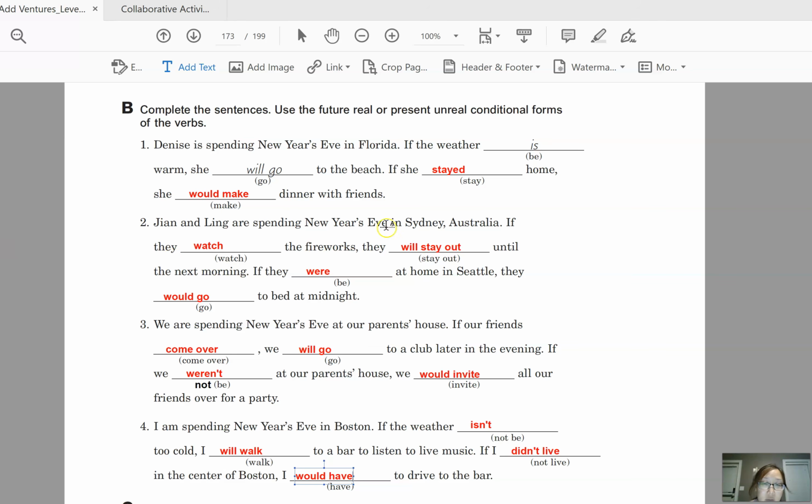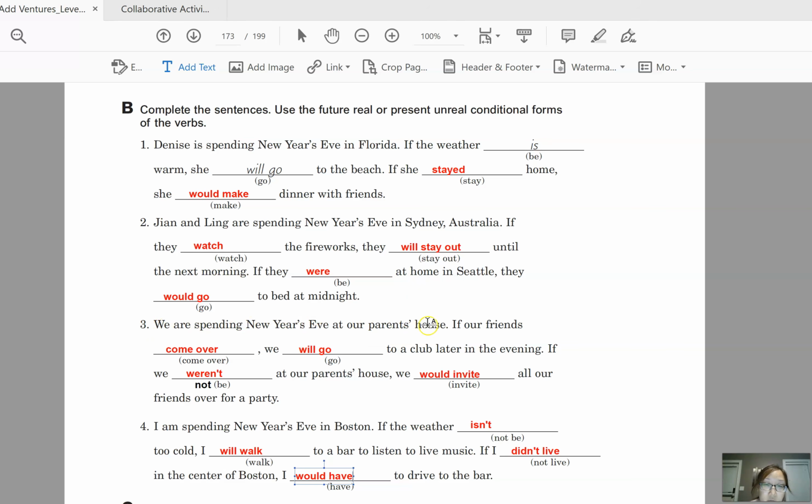Okay, so let's look at number 2. If they watch the fireworks, they will stay out until the next morning. So we can say, if they watch the fireworks, what will they do? Or what will they do if they watch the fireworks? And then the unreal conditional, what would they do if they were at home in Seattle? Or if they were at home in Seattle, what would they do?